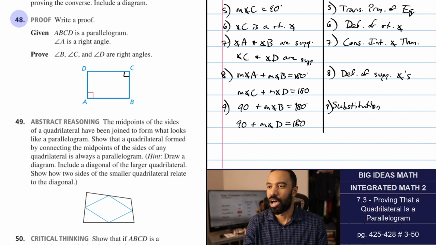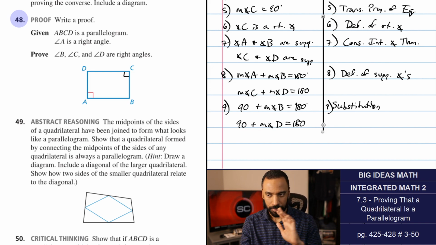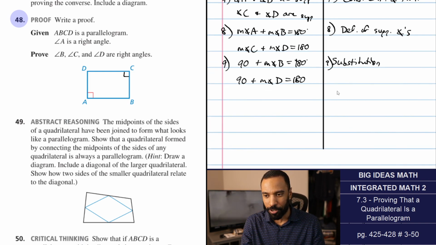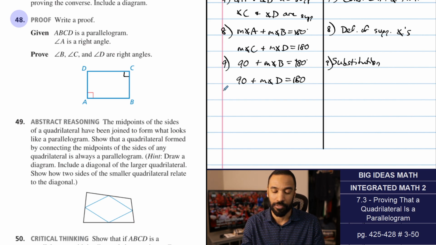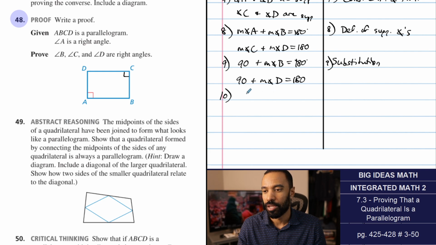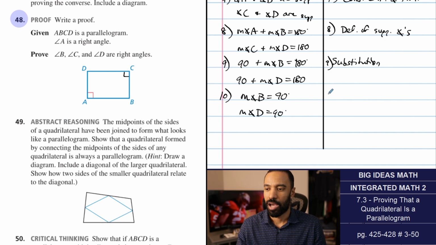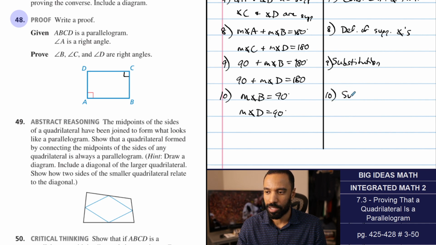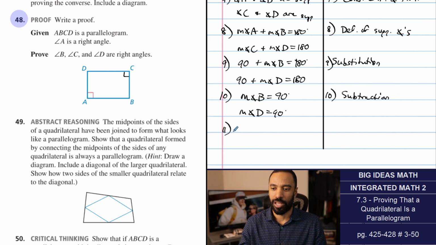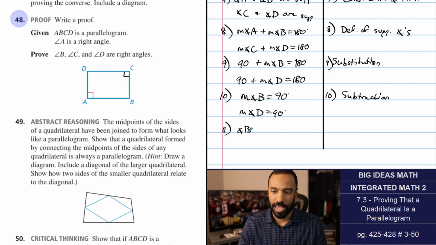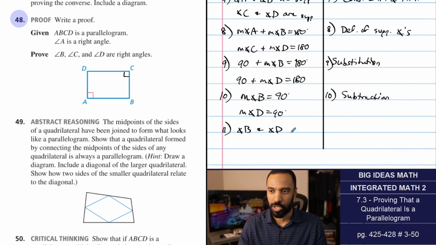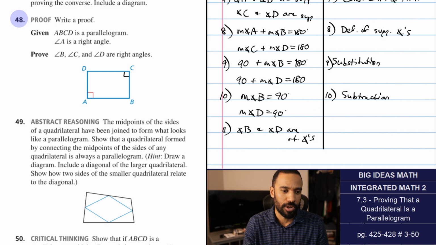Sorry, the handwriting ain't good. Number 10. Again, everything I'm stating is the most complete version of it. There are theorems that probably bypass all this to make it like a 5-step thing instead of a 13-step thing. So measure of angle B, if I subtract 90 from both sides, I get 90. Measure of angle D is 90, by subtraction property of equality. And then 11, because they're 90 degrees, angle B and angle D are right angles. We already said angle C was back one. So now we know those are also right angles.